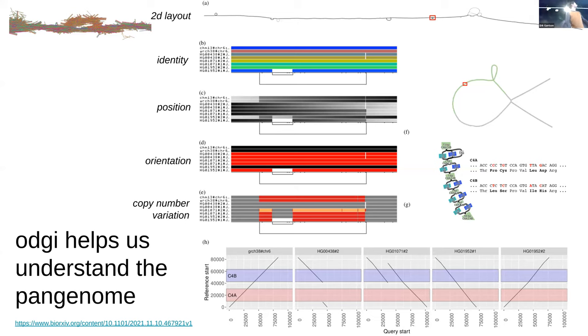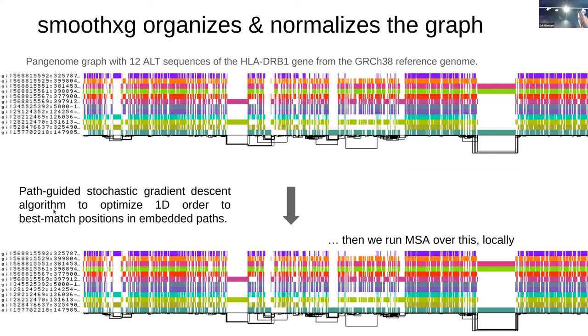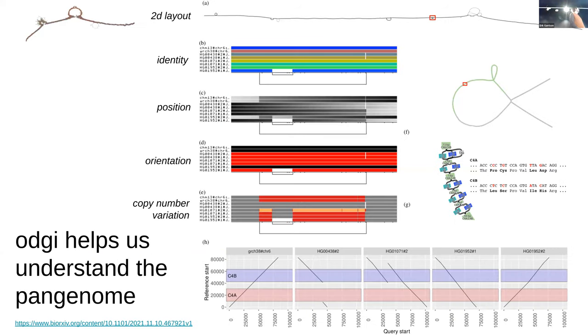So I want to show you the smoothing algorithm. We'll run the kernel across little parts of this and emit an output graph. And then once you've made something, you have to be able to look into it and understand what you've built. And so we have a toolkit called ODGI that is meant to be a Swiss Army knife of operations on the graph. And it actually implements things like the sorting algorithm that we're describing.